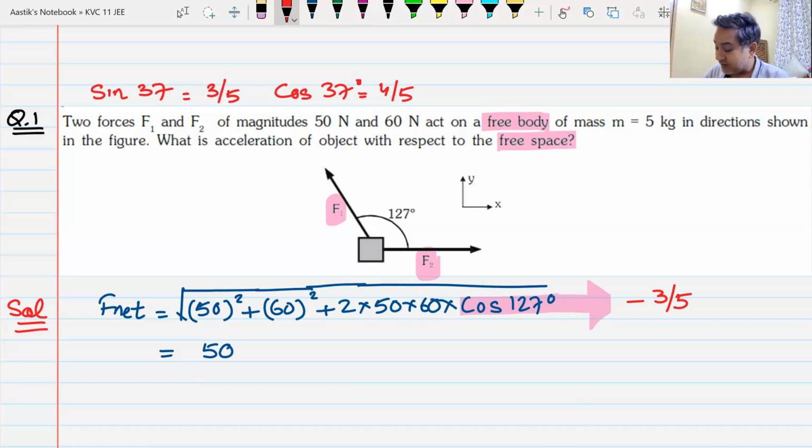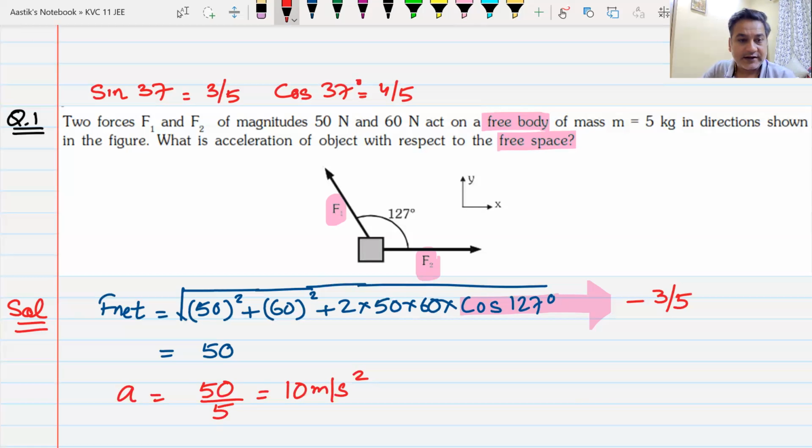Okay. Now once you get the value of net force, you can find out the net acceleration. It will be 50 divided by 5. So the magnitude of net acceleration will be 10 meter per second square. That is way number 1 of doing this problem. Do we understand this? Everyone?